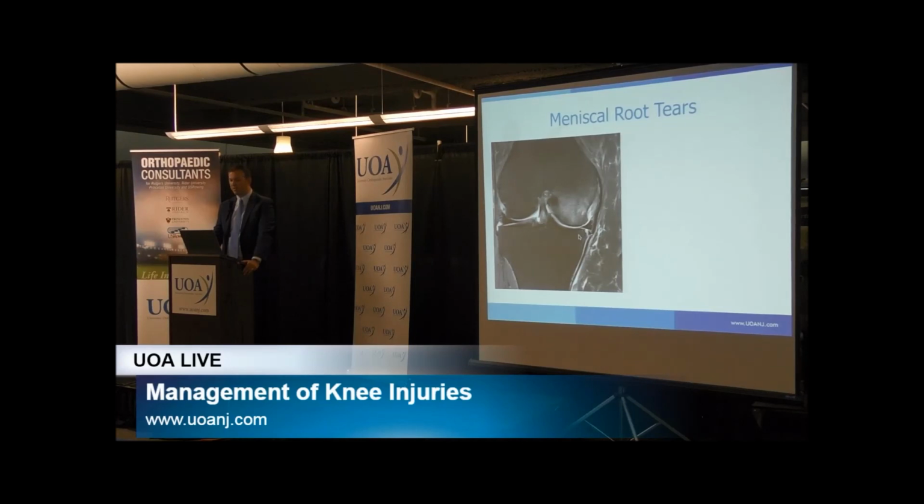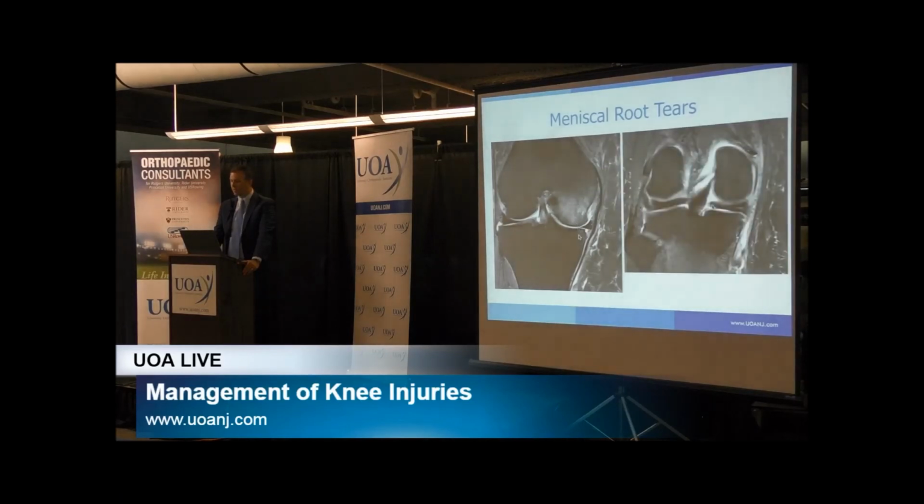This is a good example of extrusion you see on the MRI here. This tissue is kind of extruded out from the joint, and it's not on the tibial plateau where we want it to be. When you look at the back of the knee, there's blunting of this posterior meniscus, and this is a meniscus root tear.